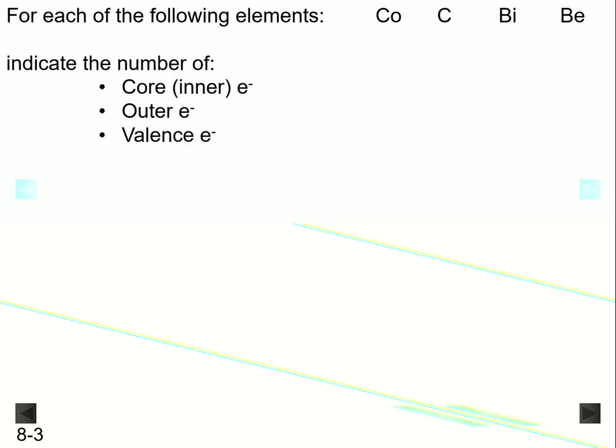We'll start off with electron counts for each of the following elements. We'll look at cobalt, carbon, bismuth, and beryllium. And for each of these elements, let's indicate the number of core or inner electrons, the number of outer electrons, and the number of valence electrons.